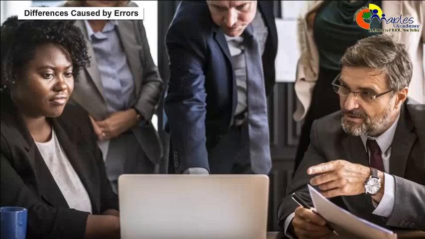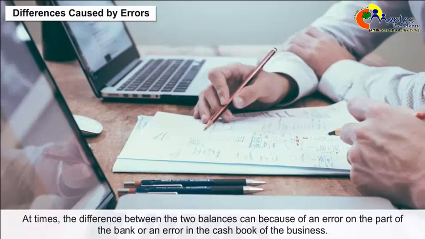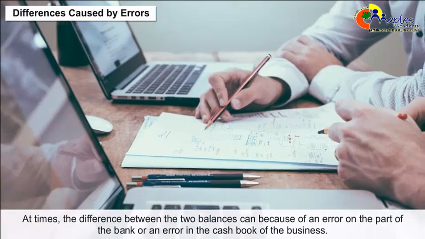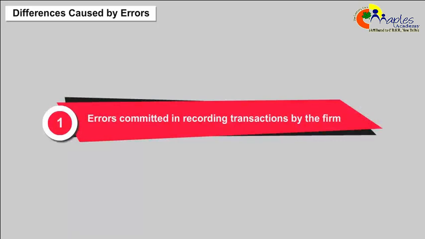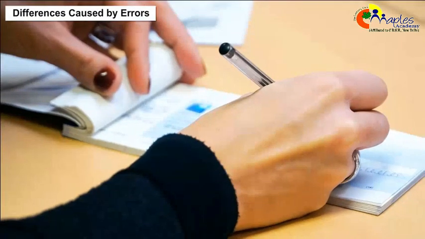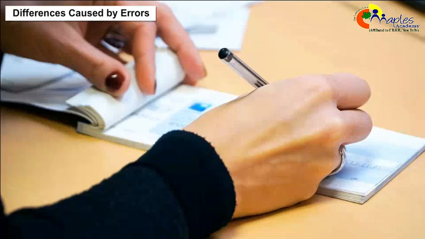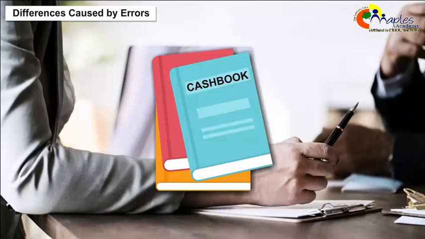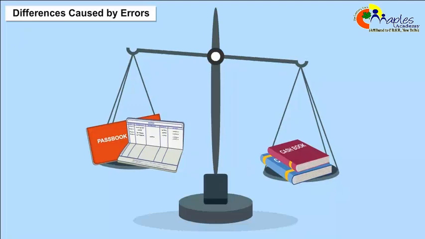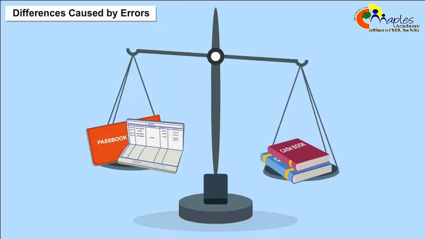Differences caused by errors. At times, the difference between the two balances can be because of an error on the part of the bank or an error in the cash book of the business. 1. Errors committed in recording transactions by the firm. Any omission or wrong recording of transactions related to checks issued, checks deposited, incorrect totaling, etc. committed by the firm in the cash book will create an imbalance between the bank passbook and the firm's cash book.